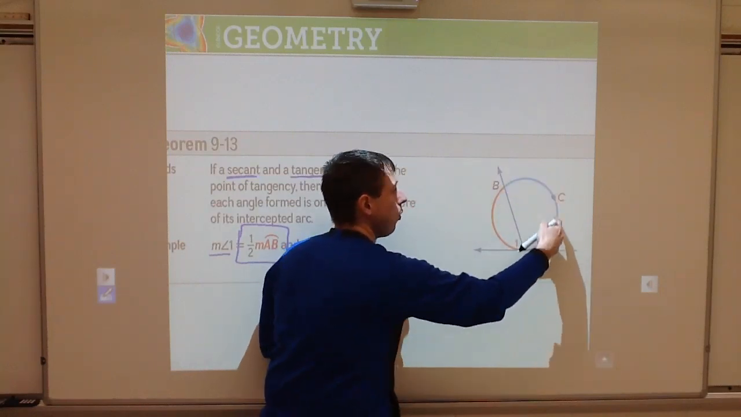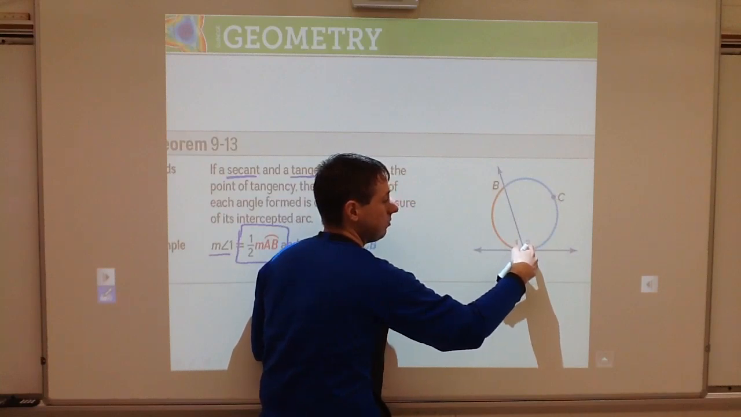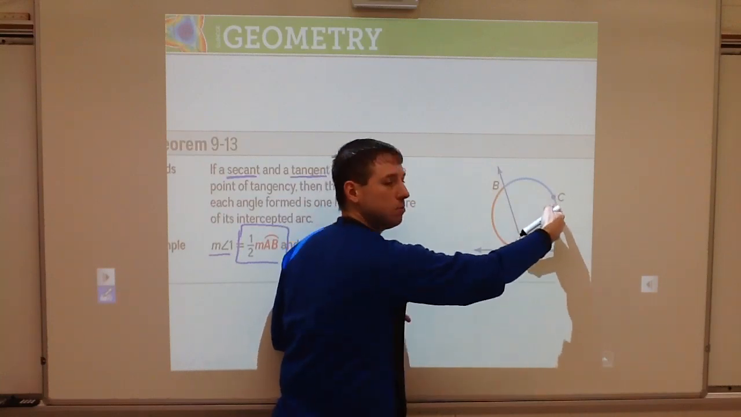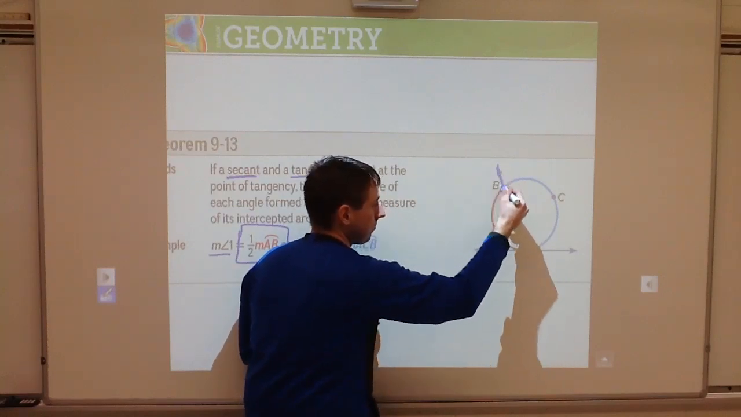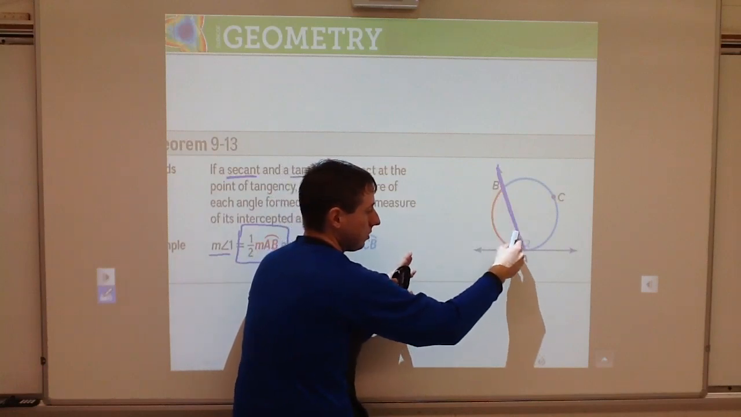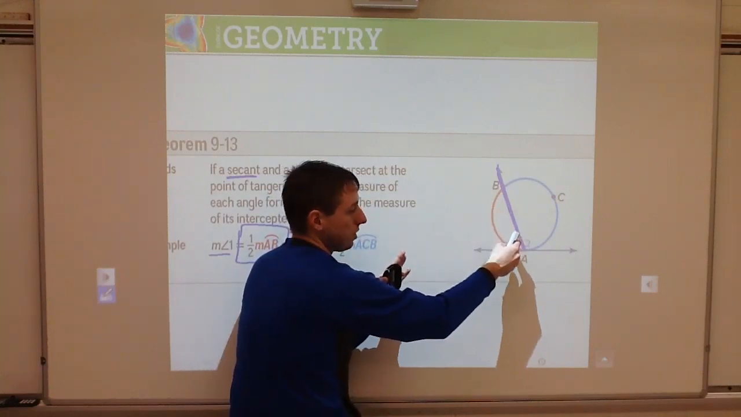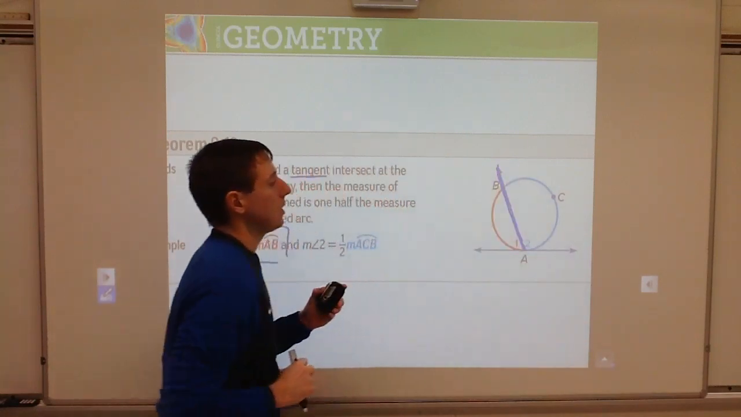This arc here is twice the size of angle 2. So then I would just divide it by 2, or if they tell me the angle, then I would multiply by 2 to get that arc. So when we have this secant cutting through, it's kind of like cutting your circle into two different parts. This part goes on this side here, so that arc goes with angle 1, and this arc goes with angle 2 on that side.